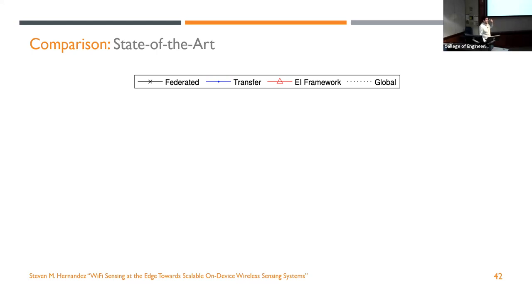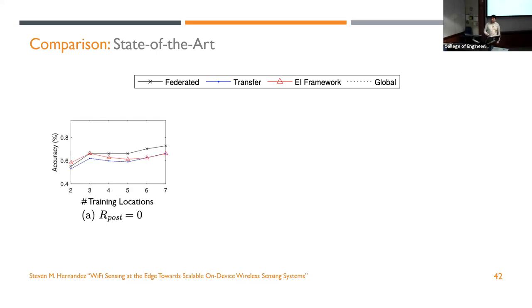So when we compare these different methods, we're going to have four lines. The main important one is our proposed Y-federated, the black line. What we end up with is a plot like this. The x-axis is the number of training locations that we use. We go from 2 all the way up to 7.